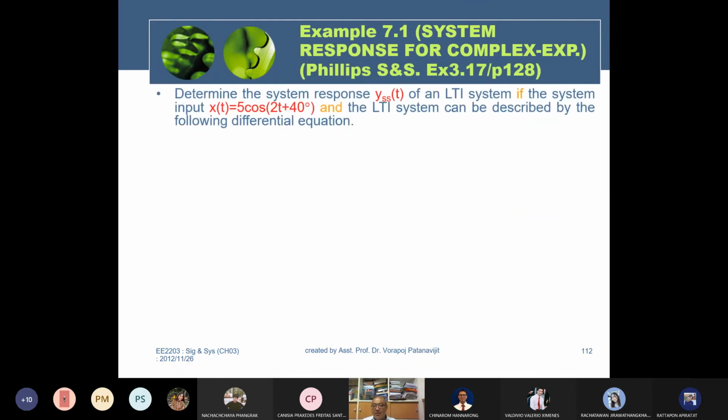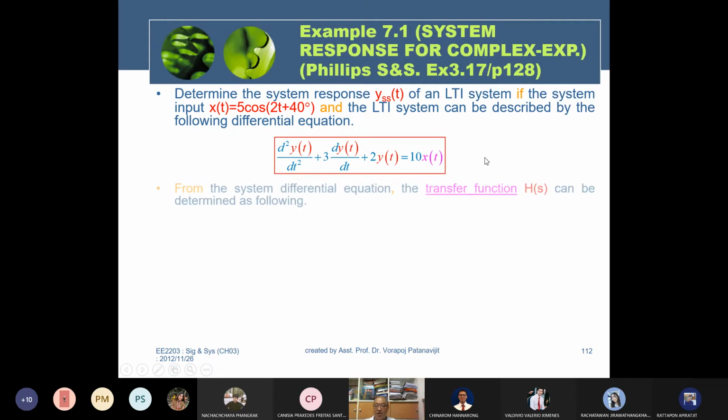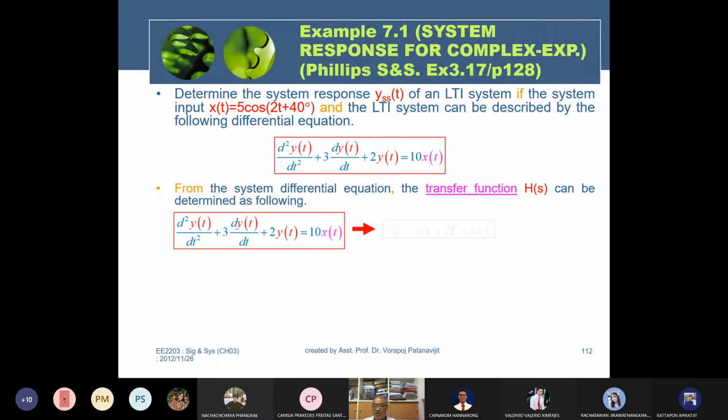Now, in this example, we determine the system response of the LTI system if the input is a cosine function, 5 cos(2t + 40 degrees), and the LTI system can be described by the following differential equation. From this system differential equation, the transfer function H(s) can be determined.